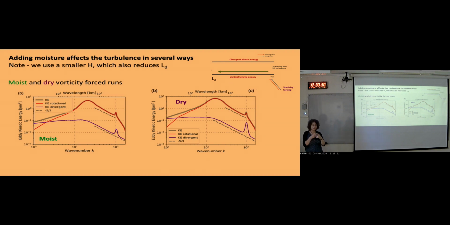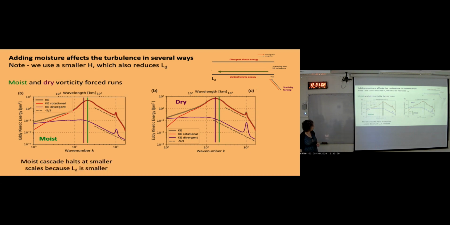So first, to make our model more realistic, we reduce the radius of deformation for the moist runs. We reduce the shallow layer depth for the moist runs. That reduces the radius of deformation, but also the moisture itself, because the radius of deformation depends on the temperature response, and moisture, by counteracting adiabatic heating or cooling, also reduces the radius of deformation. So there are two reasons why the radius of deformation decreases, but in any case, it halts the cascade at smaller scale.